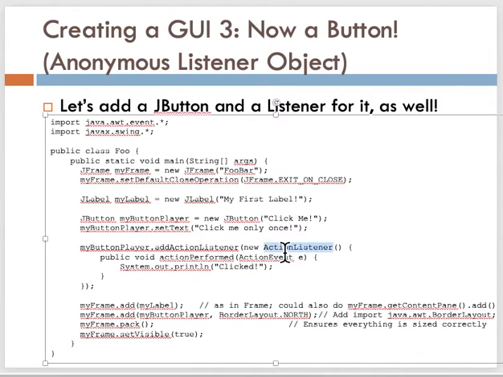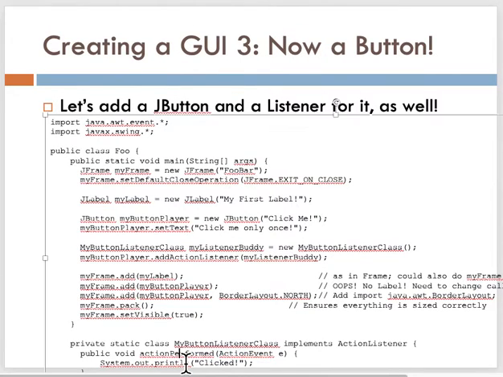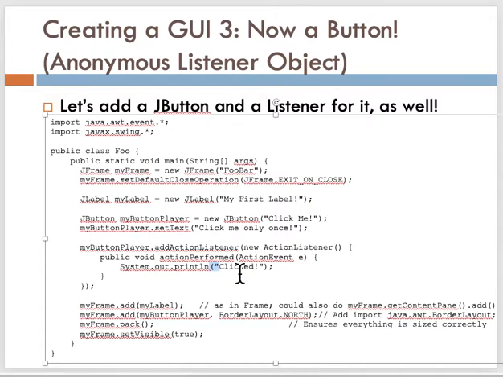But you create a new action listener object. That's your anonymous buddy, and your anonymous buddy has the action performed method, same as in the inner class that we had over here. And it also performs the same action itself, which is just printing out the click.